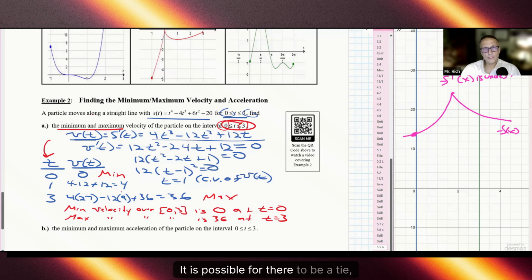It is possible for there to be a tie, right? So you could have a location where there's a min at two different t locations because it's the exact same value. So it's possible for there to be a tie at two locations or three locations even. But at any rate, that is how you do the extreme value theorem, finding absolute extremes.